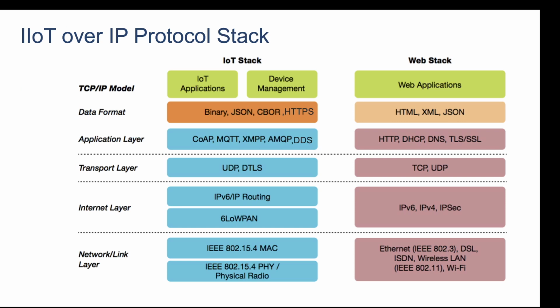If we look at the protocol stack versus our web stack, the layers could be similar, but for each layer the functionality will differ to some extent. The protocols or data formats used in the IoT stack will be somewhat different. As I said, CoAP, MQTT could be used for communication at the application layer, whereas in our web layer, HTTP, DHCP, etc., play a pivotal role. Transport layer could be UDP, DTLS, and here it could be TCP, UDP. So same goes with the internet.